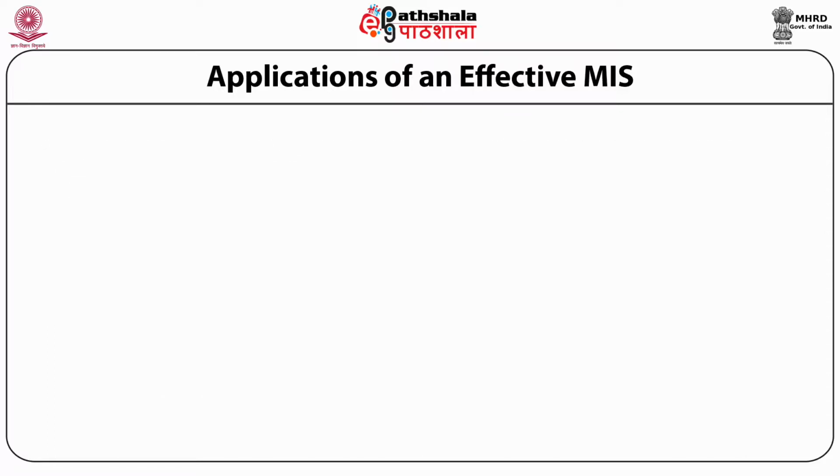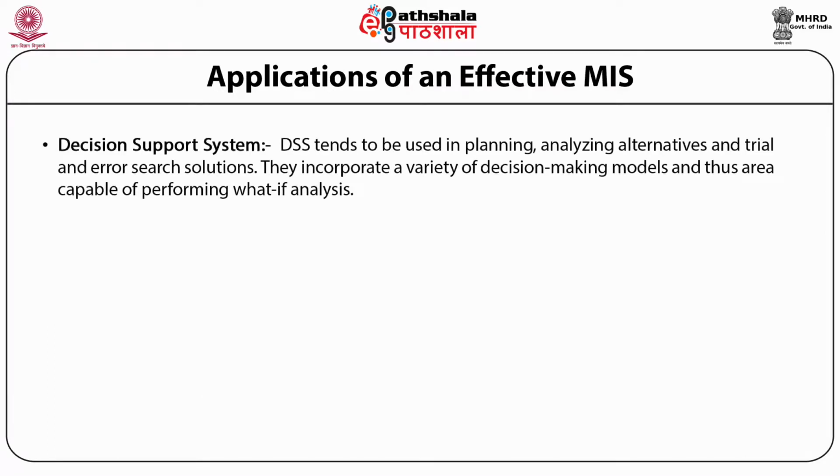The second is the decision support system, that is DSS. DSS is used in planning, analyzing alternatives, and trial and error search for solutions. They incorporate a variety of decision-making models and thus are capable of performing what-if analysis.